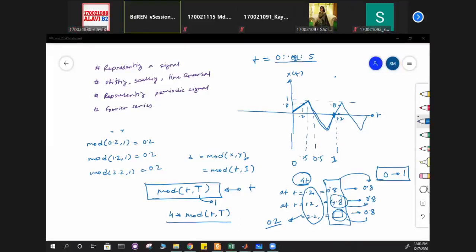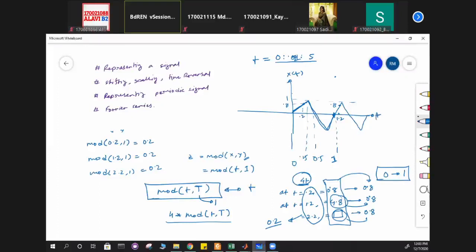Small t is the array, your time axis values, and capital T is your time period. So if your time period is 2, that means this 0.2 should be equivalent to 2.2, 4.2, because your capital T is 2. Are you getting me? So after every time period, you should get the repeated version of the first part from 0 to that particular time. Is it clear? Okay.